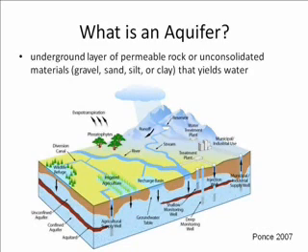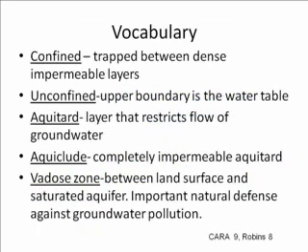Just to review some of the basic vocabulary related to aquifers, a confined aquifer is an aquifer that is trapped between dense and impermeable layers. An unconfined aquifer is one which has no upper boundary. Its upper boundary is the water table, which may be below or above the ground surface.